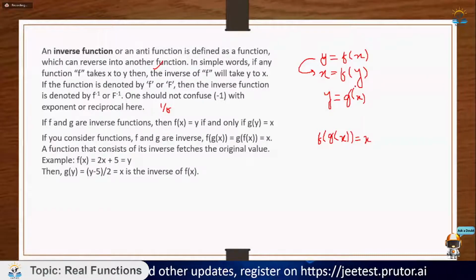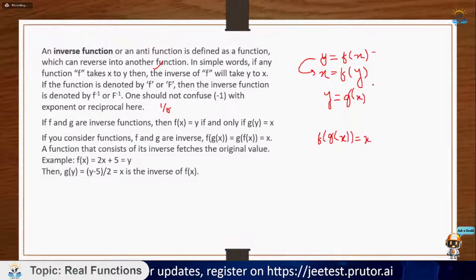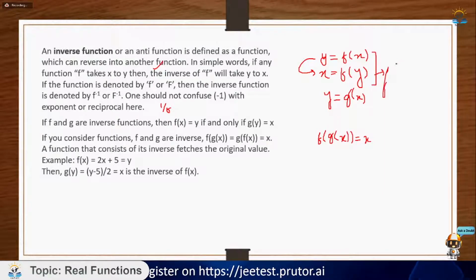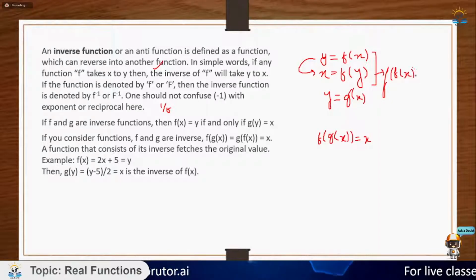Simply, you can do it from here also. Let's see how. You will take f of y. And what is y? y is f of x. But since both are same, let me take it equal to g.